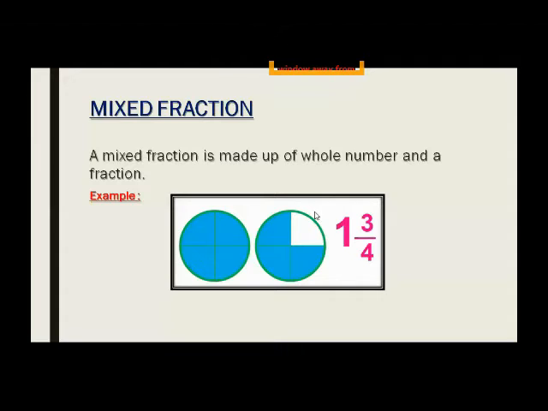You can easily identify the pattern: when you see a whole number, you will easily identify that this is a mixed fraction. And you have to convert the mixed fraction into an improper fraction. How will you convert it? You will multiply the whole number with the denominator. 4 ones are 4. Then you will add 3. 4 plus 3 is 7. So this becomes 7 upon 4. So a mixed fraction can be converted into an improper fraction, and an improper fraction can also be converted into a mixed fraction.